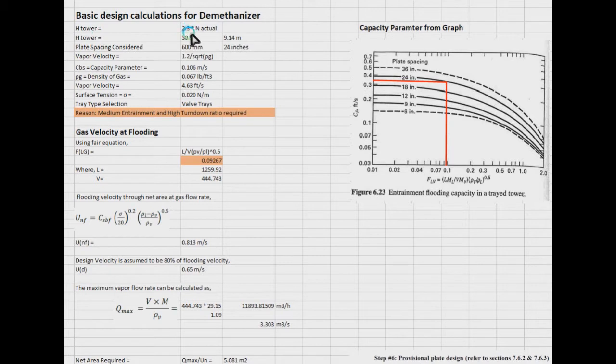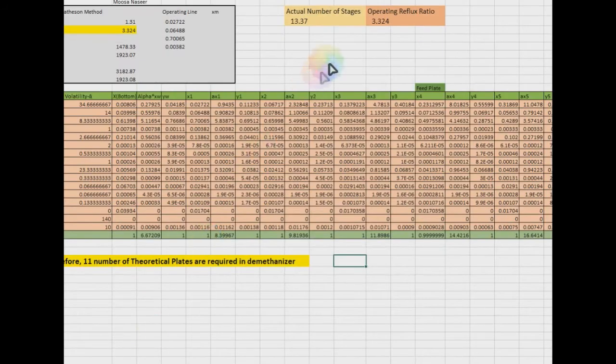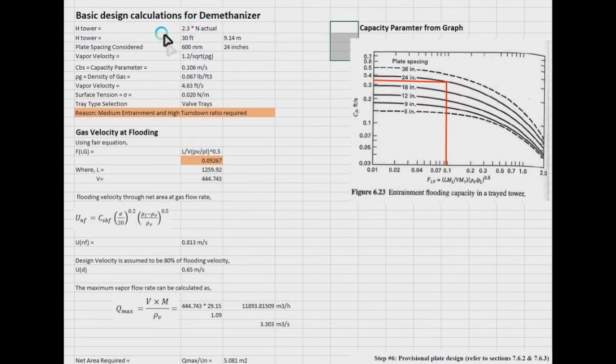You have to multiply a factor specified in my literature reference, 2.3, times the actual number of plates. My actual number of plates calculated by the Lewis-Matheson method is equal to 13.37. So my height of tower will be equal to 2.3 times 13, which will be equal to 30 feet or 9.14 meters. These are the following parameters that we have to assume before starting our hydrodynamic design.